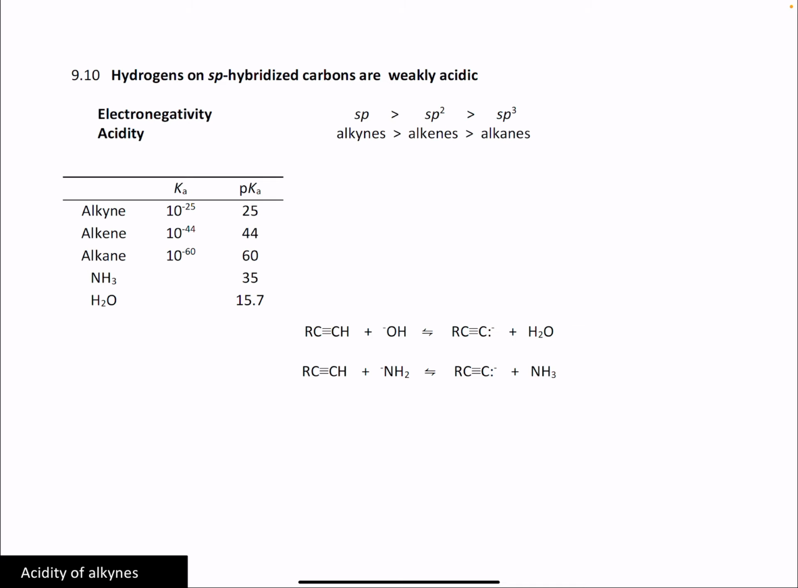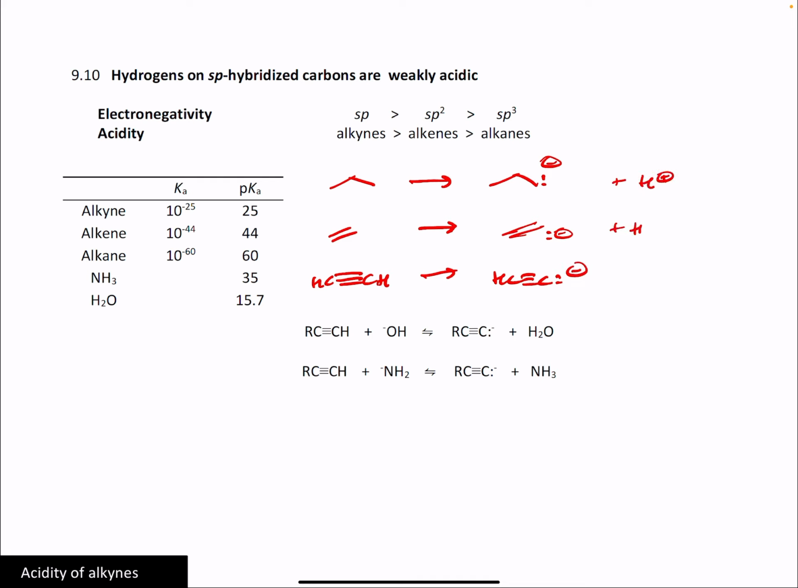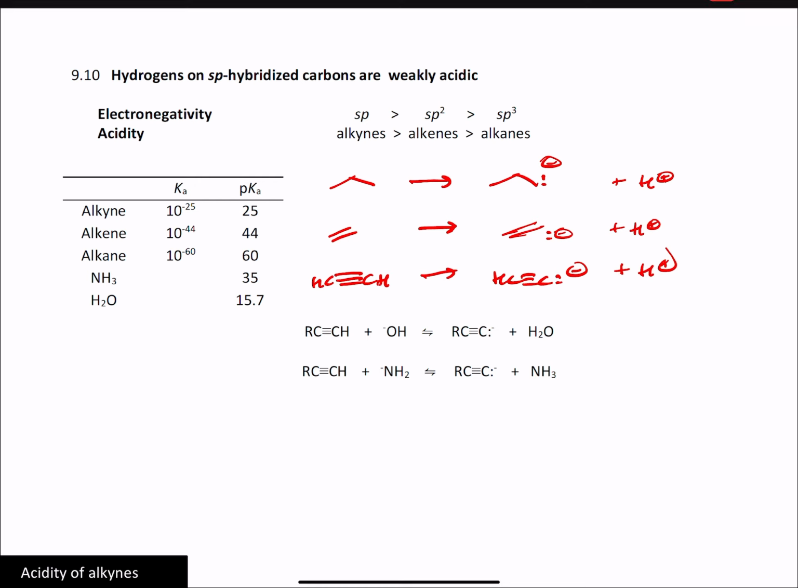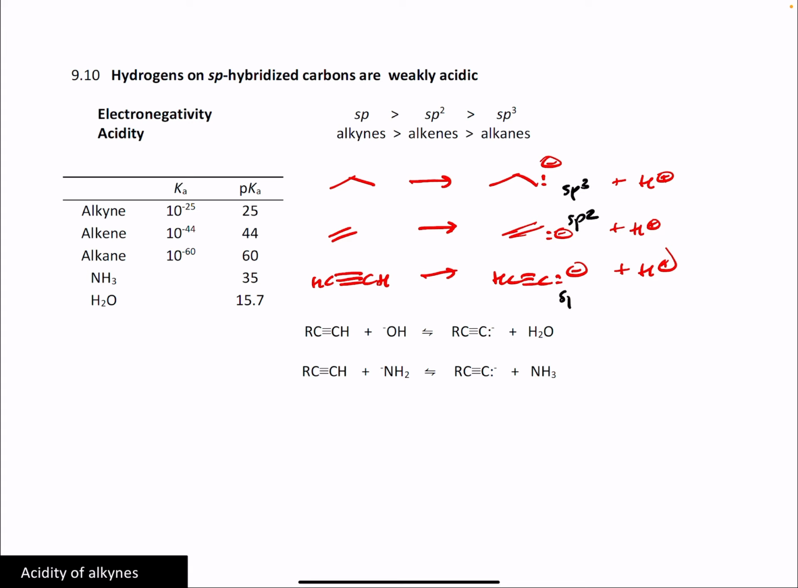All right, recall that sp hybridized carbons are weakly acidic. So you remember we can look at the hybridization. Let me draw alkane, alkene, alkyne. Each of these, if they lose a proton, we get these conjugate bases, plus H+. So this one is an sp3 hybridized anion, this one's sp2 hybridized, and this one's sp hybridized.